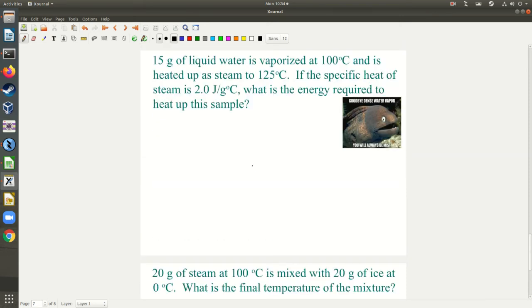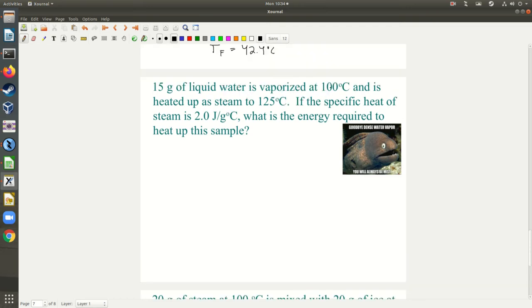All right, 15 grams of liquid water is vaporized. So now we have to do a different one, 100 degrees Celsius. This is the vaporization point, so I don't have to worry about any extra energy. But now I do, because it's only going to be heated up as steam to 125 degrees Celsius. If the specific heat of steam is around 2 joules per gram degrees Celsius, what is the energy required to heat up the sample?